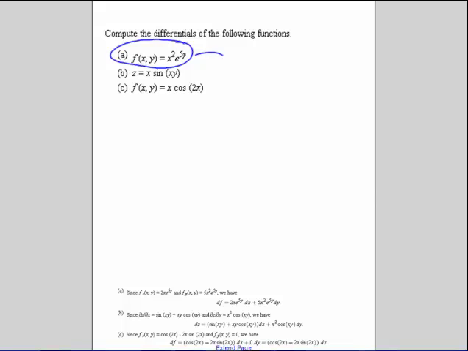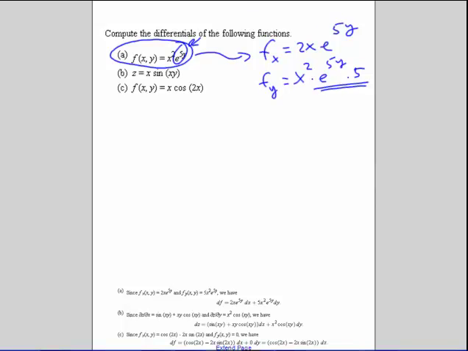So we need to calculate their differentials. First, calculate the partial derivatives. The f partial x is going to be 2x e to the 5y. Notice this doesn't change because it doesn't have an x in it. And f partial y will be x squared times e to the 5y times 5, using the chain rule to find the derivative of that there.